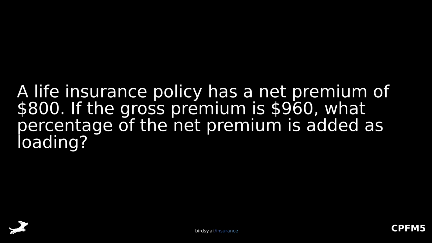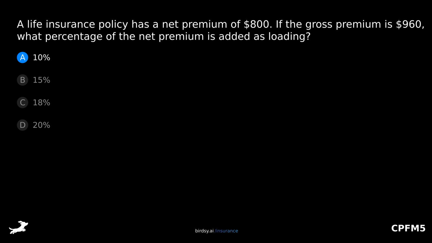A life insurance policy has a net premium of $800. If the gross premium is $960, what percentage of the net premium is added as loading? Is it A, 10%, B, 15%, C, 18%, or D, 20%? The answer is D, 20%.